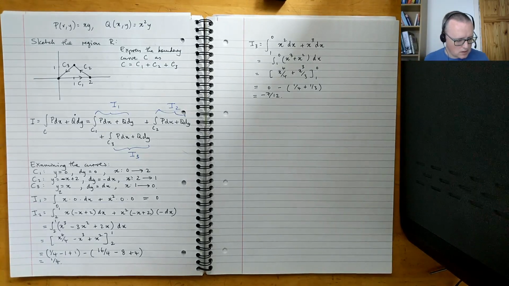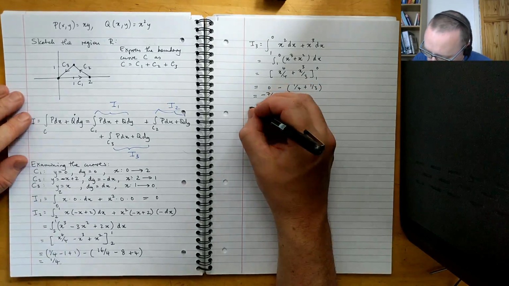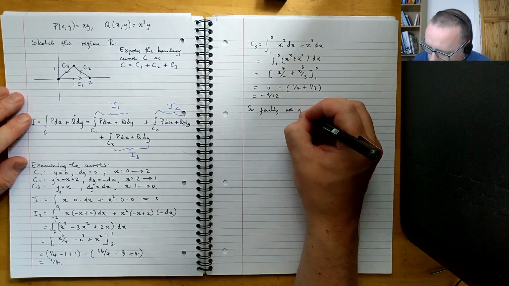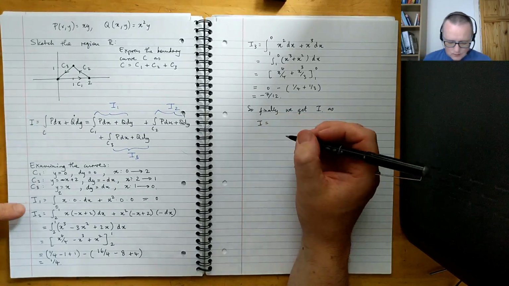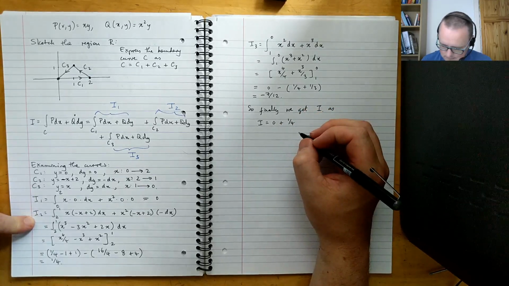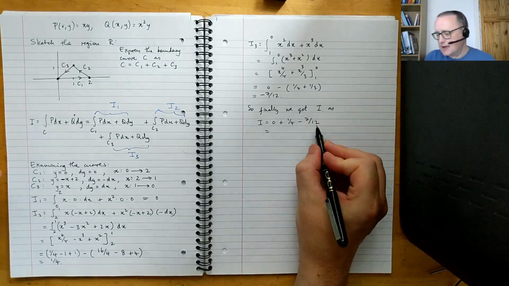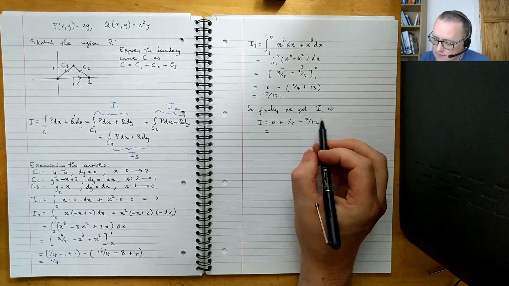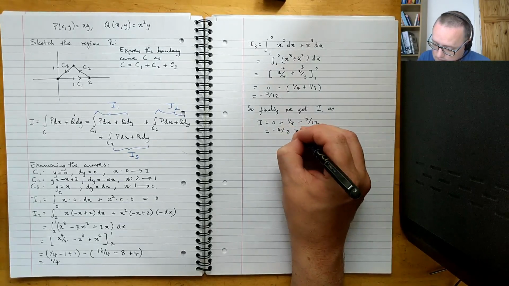So how are we doing? Okay, we got I1, I2, I3. So finally we get I, the integral we wanted, as I1, which is 0, plus I2, which was 1/4, minus 7/12. So what's this? 1/4 is 3/12. So it's 3 minus 7, so it's minus 4/12, otherwise known as minus 1/3.